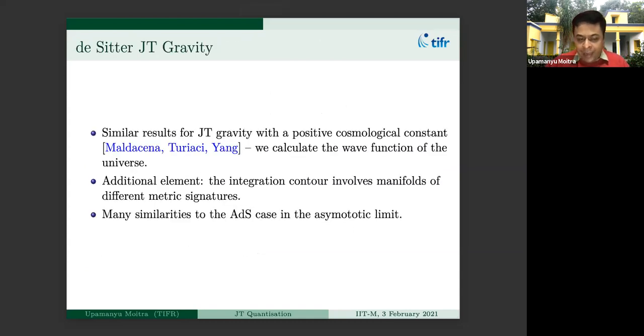And before I come to an end, let me also discuss briefly de Sitter JT gravity, which we also addressed in our paper. There's JT gravity with a positive cosmological constant, developed first, I think, by Maldacena, Turiaci, and Yang. And there, instead of the partition function, one calculates the wave function of the universe. It might be known to many of you that there's an additional element in such a case: the integration contour involves manifolds of different metric signatures, and we'll see a picture soon. And there are many similarities to the AdS case in the asymptotic limit.